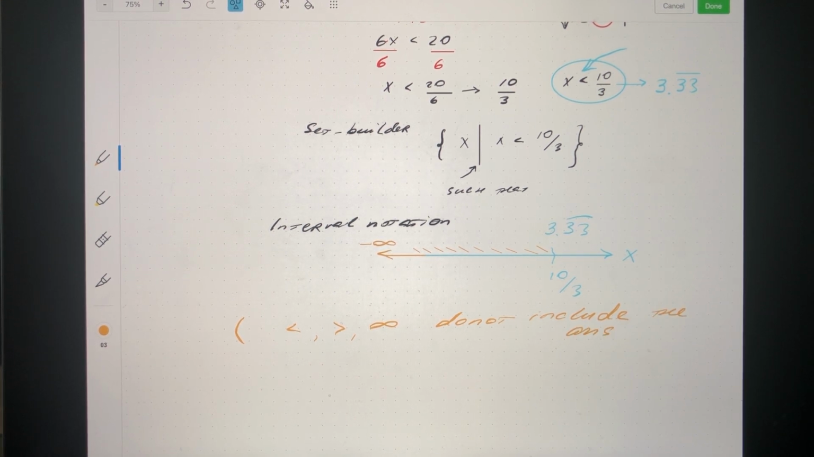So what that means is we are not including 10/3. We are looking for the numbers that are just less than 10/3, not actually 10/3. So parentheses means don't include 10/3. Brackets, on the other hand, come when we have an equal sign, and when we have an equal sign, that means we do include that number in our answer.